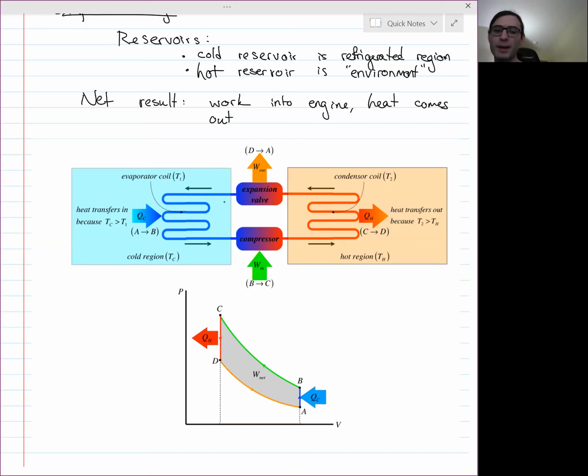Then what happens? Now your gas is up to temperature. It is at the temperature of the refrigerator, so it's warmed up a bit. So from A to B, the temperature increases, as does the pressure.